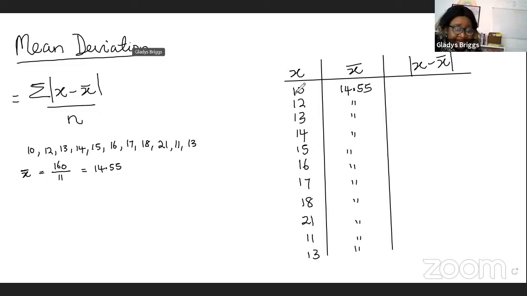Now you're going to do x minus x bar for all of them. The first one is going to be 10 minus 14.5. It's supposed to be negative 4.5, but you will leave it as positive 4.5. Take the absolute value. So don't put any negative down here. Okay, guys, I want you to fill that up for me and tell me what you get at the end here. What is sigma of x minus x bar?